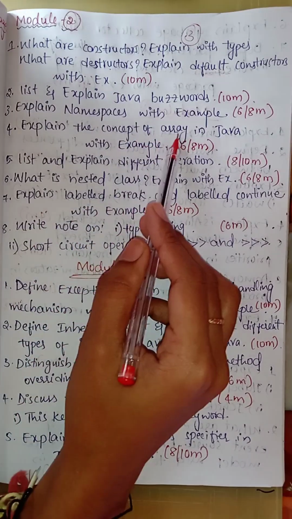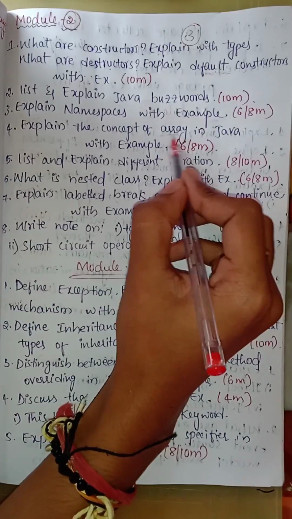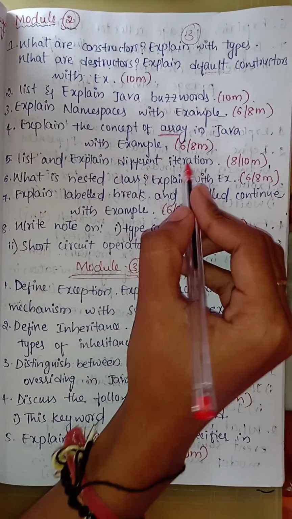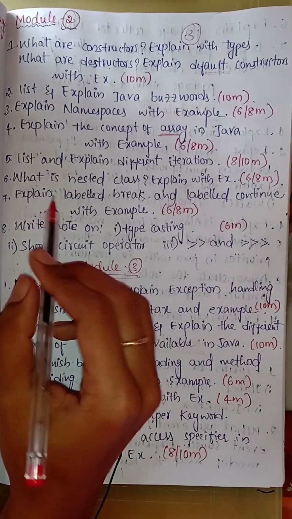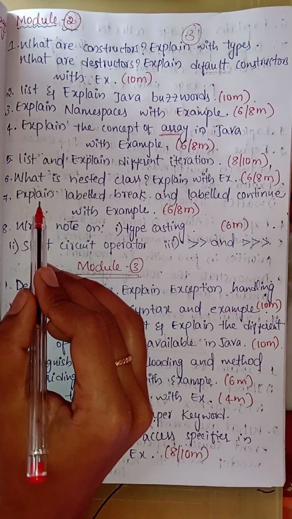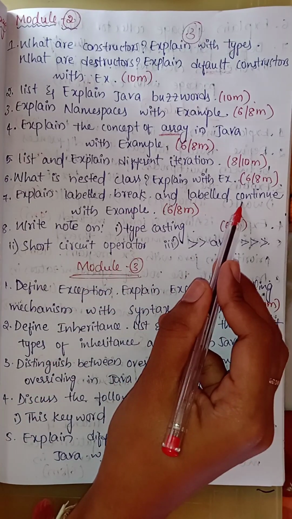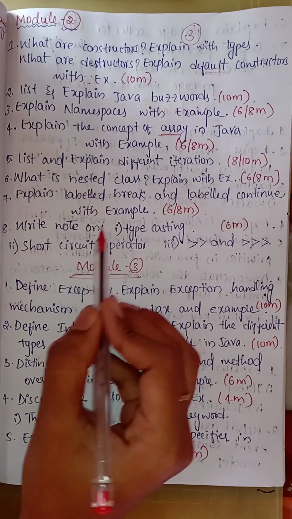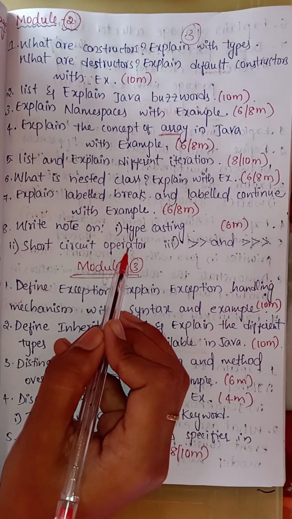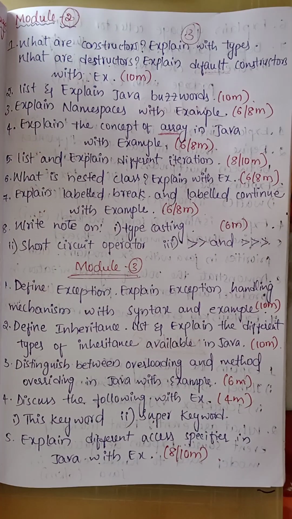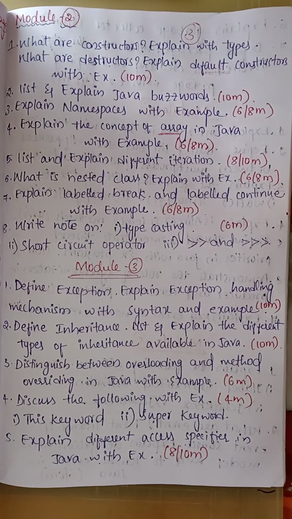Explain the concept of array in Java. The concept of array is very important. List and explain the different iteration statements. This is also repeated. What is nested class? Explain with an example. Explain the label break and label continue. This question is repeated twice and is very important. Write a note on typecasting, short circuit operator, and greater than operator. Just go through all the operators in module 2.